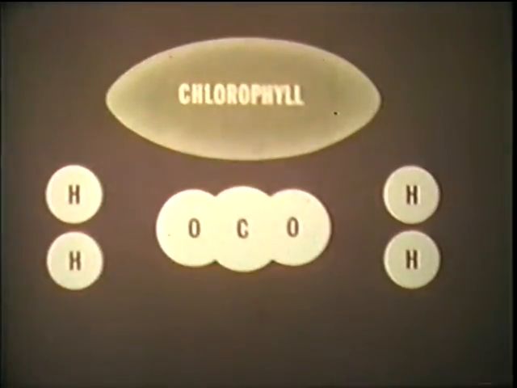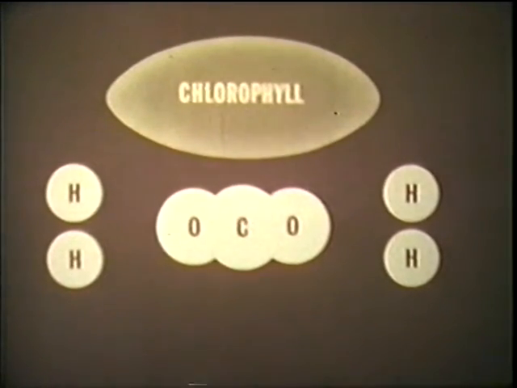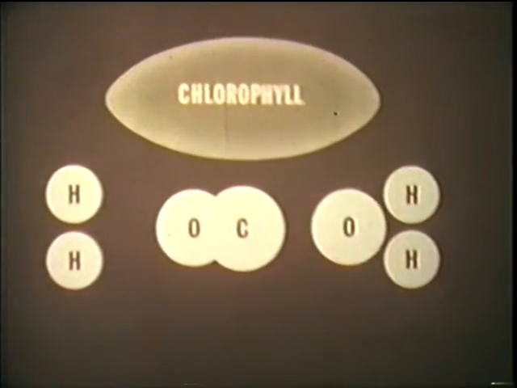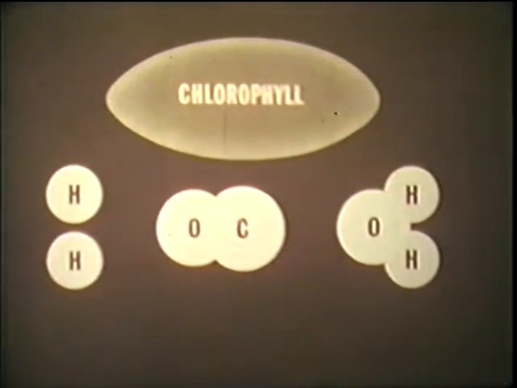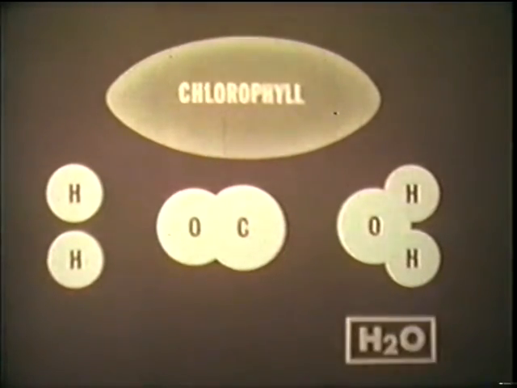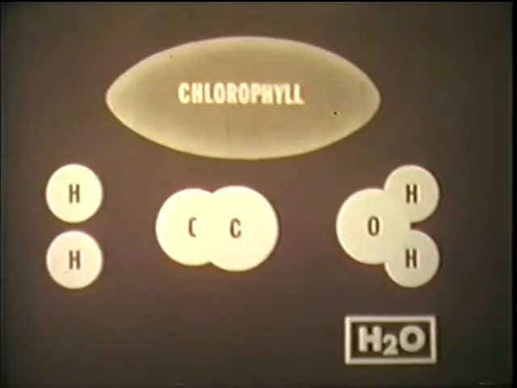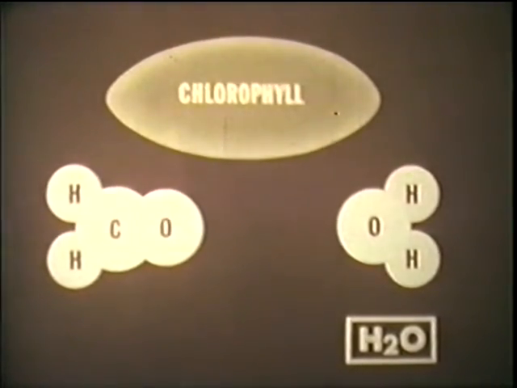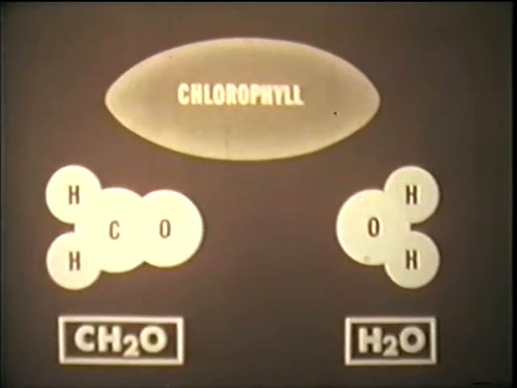In addition, molecules of carbon dioxide, CO2, are split. 1 oxygen atom from a molecule of carbon dioxide unites with 2 atoms of hydrogen from the water molecules to form a new molecule of water. The remaining atoms of the carbon dioxide unite with the remaining hydrogen atoms to form CH2O, a basic unit of the glucose molecule.